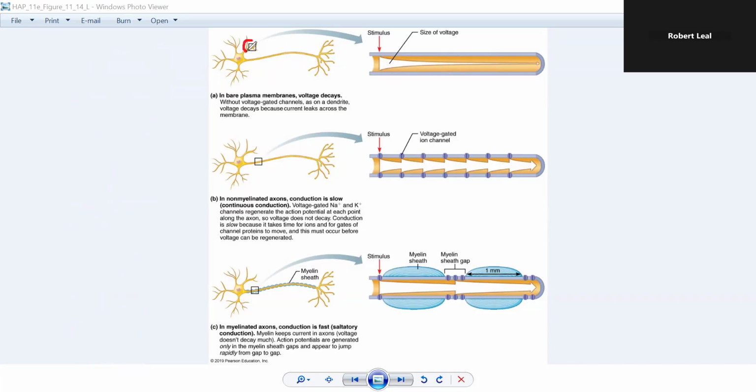Now, when you open up chemically gated channels at a dendrite, the positive ions, as they flow in, have to travel to the axon hillock in order to open up voltage gated channels for sodium. As they're traveling, some of the positive ions are being pumped out by a pump called the sodium potassium pump. This pump pumps out three sodiums, three positive charges, and simultaneously brings in two potassiums.